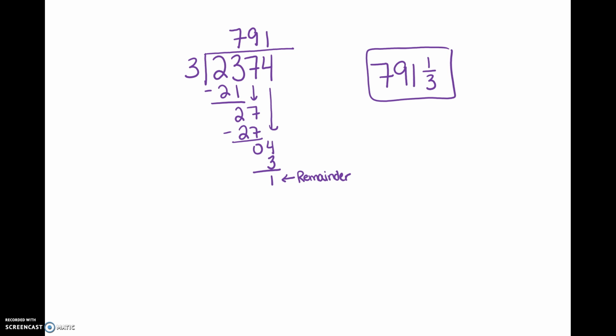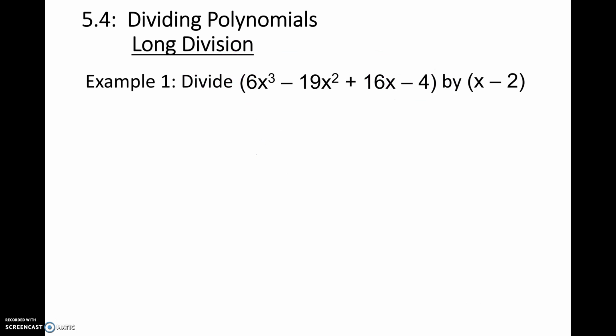so that is 1/3. Now all we're going to do is put a couple letters in here and do the same thing with polynomials. So here's our first example. For starters, write out 6x to the third minus 19x squared plus 16x minus 4, but leave some space between where the example is written and where you write it. So 6x to the third minus 19x squared plus 16x minus 4.